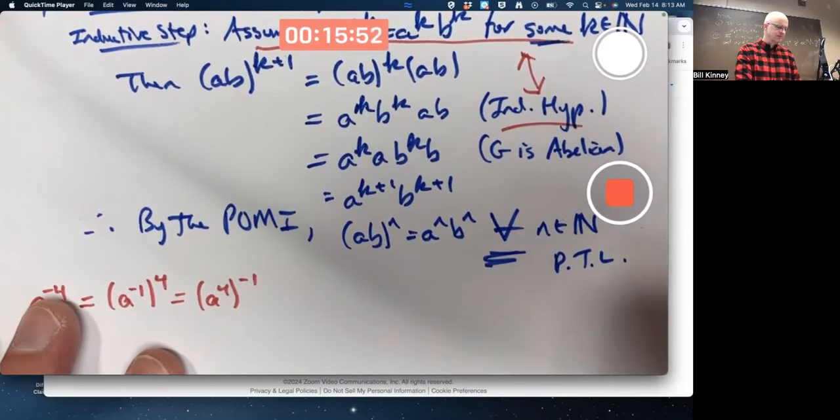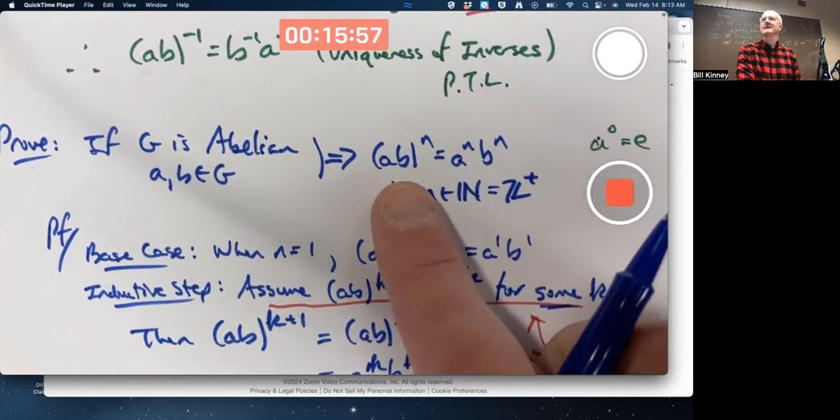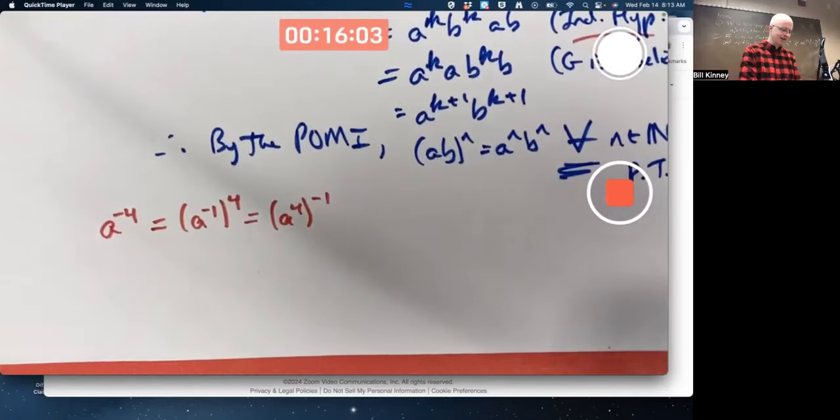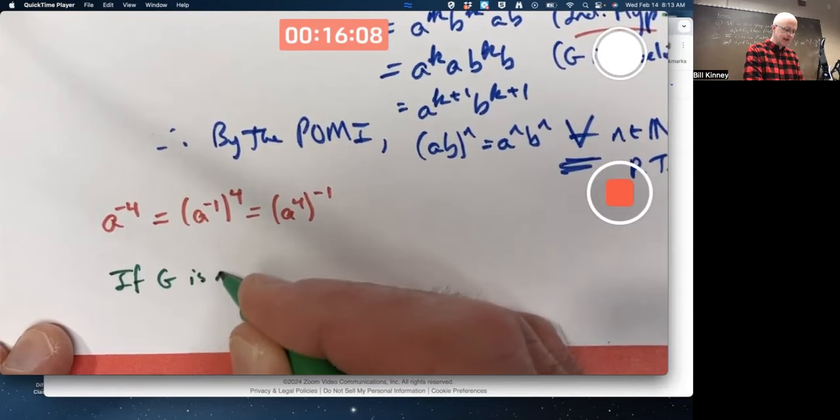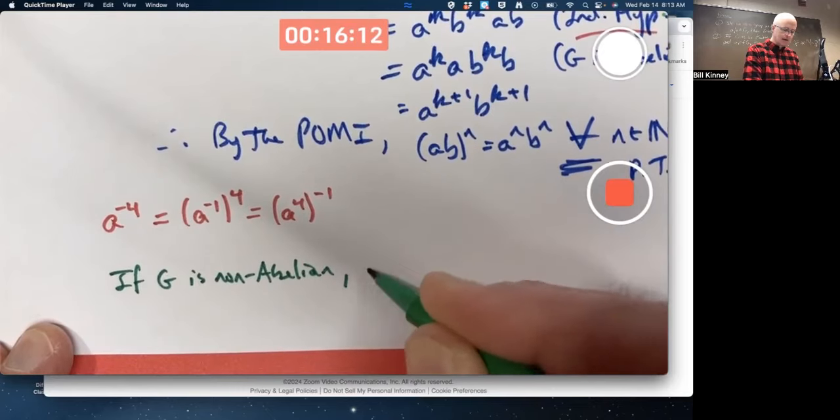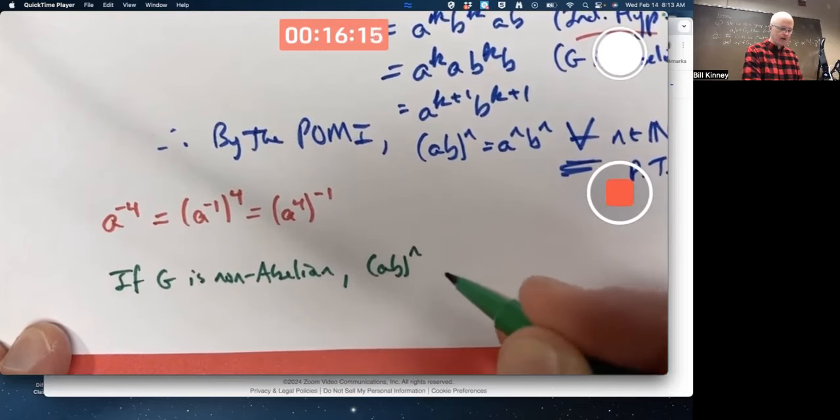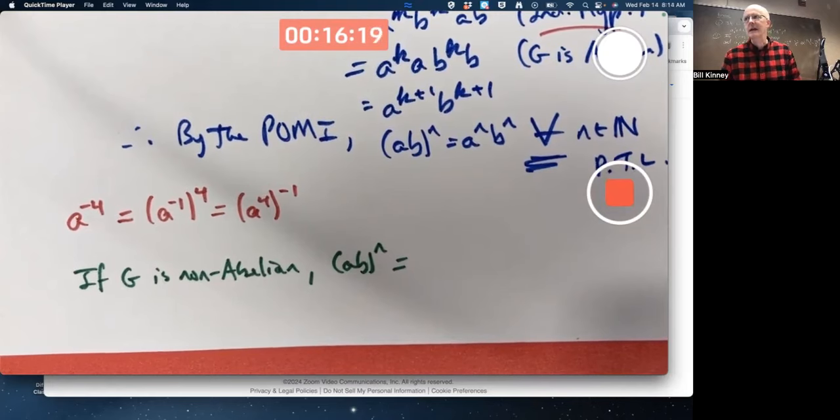You might wonder, if G is not abelian, or you can say non-abelian, what does (ab)^n equal? It doesn't necessarily equal a^n times b^n. That could be true for some of the elements, but not all of them.